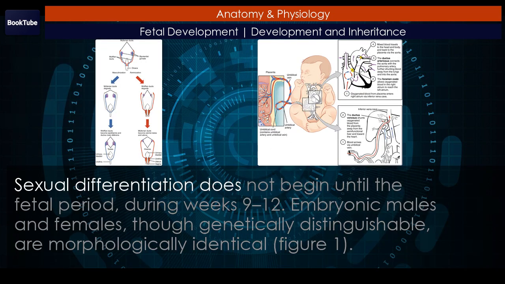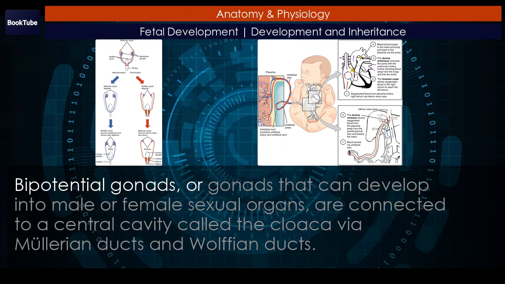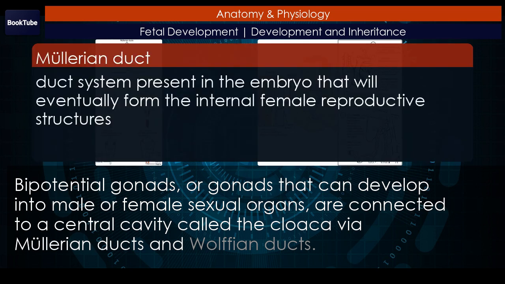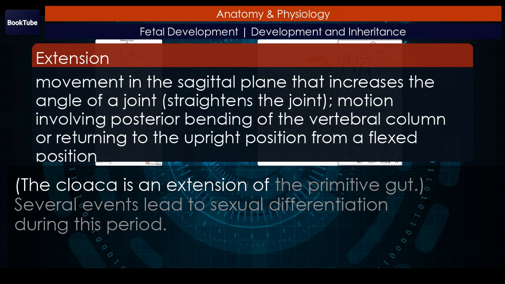Sexual differentiation. Sexual differentiation does not begin until the fetal period. During weeks 9 to 12, embryonic males and females, though genetically distinguishable, are morphologically identical. Figure 1. Bipotential gonads, which are gonads that can develop into male or female sexual organs, are connected to a central cavity called the cloaca via Müllerian ducts and Wolffian ducts. The cloaca is an extension of the primitive gut.